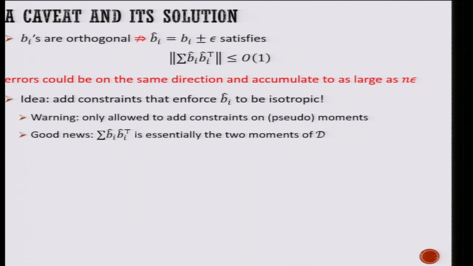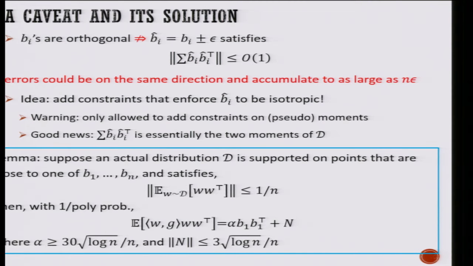But the good thing is that here, because we've done this revised Lorentz algorithm, the operator we care about is just the 2 moments of d. So we can safely add a constraint on it. So the lemma is going to be like this. So we add this constraint.